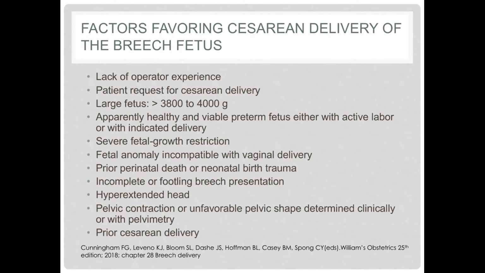Here are the factors that favor cesarean delivery of a breech fetus: lack of operator experience, patient request for a CS, large fetuses, meaning the fetus is more than 3,800 to 4,000 grams, an apparently healthy and viable preterm fetus either with active labor or with indicated delivery, severe fetal growth restriction, fetal anomaly incompatible with vaginal delivery, prior perinatal death or neonatal birth trauma, incomplete or footling breech presentation, hyperextended head, pelvic contraction or unfavorable pelvic shape, and a prior cesarean delivery.